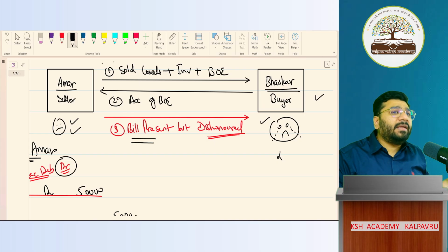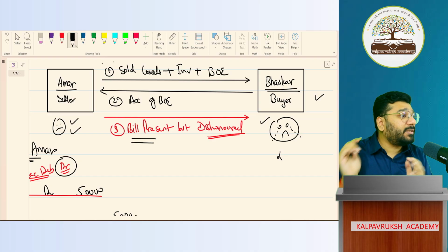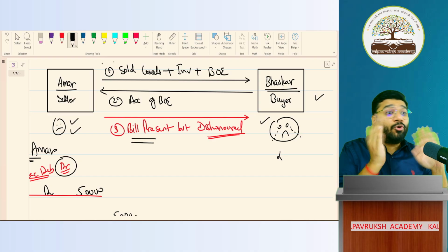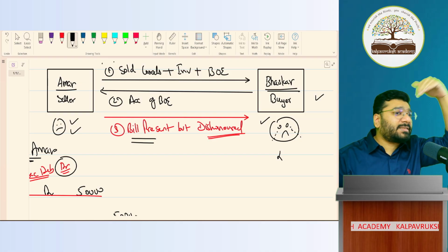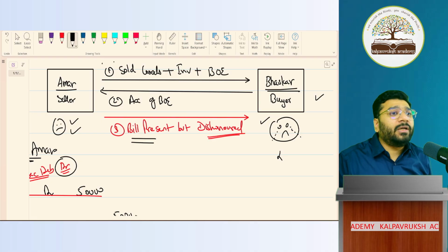So I gave this money to somebody else. Now I'm running short of money. After two days, I will arrange money and give you. But Amar is not willing to listen. He's coming with full ego. No, I want the bill paid today itself. So the mistake could be of either party. So in a court of law, if Amar is blaming Bhaskar and Bhaskar is blaming Amar, can the court come to a conclusion? No, because there's lack of sufficient evidence.